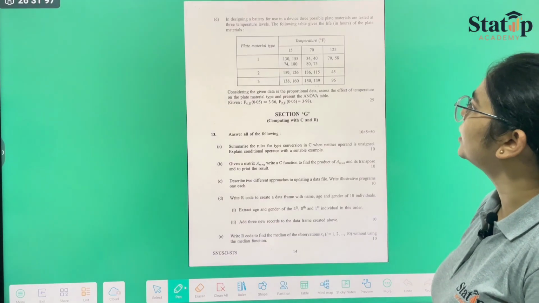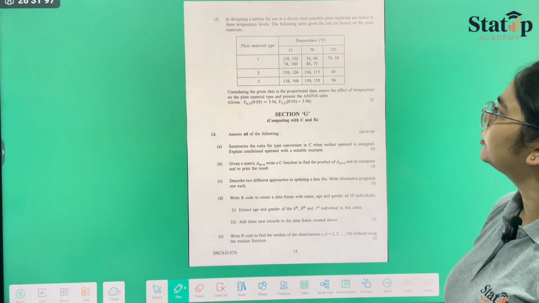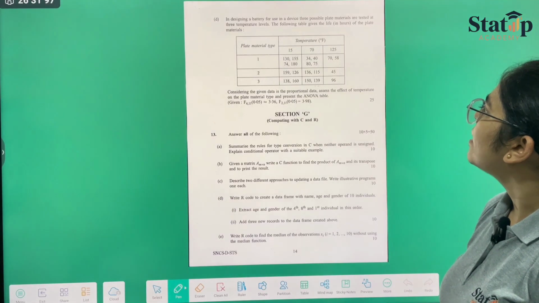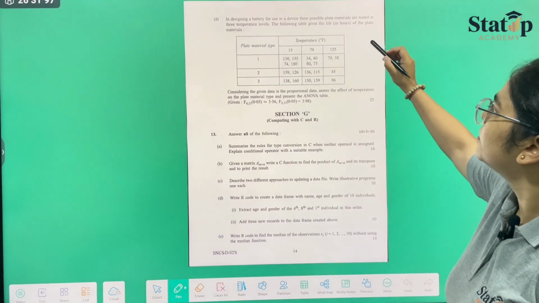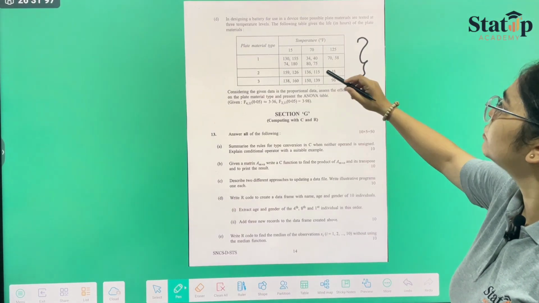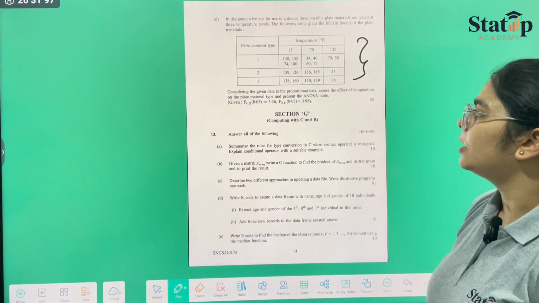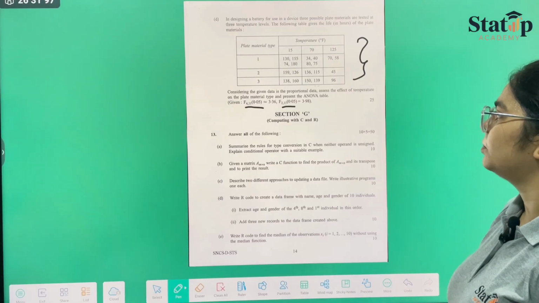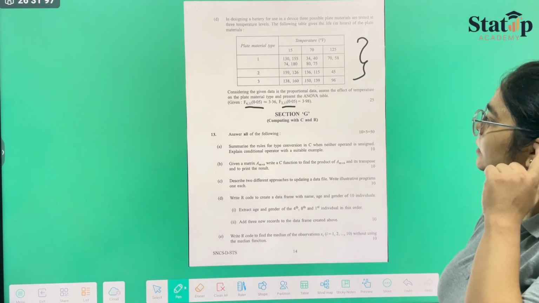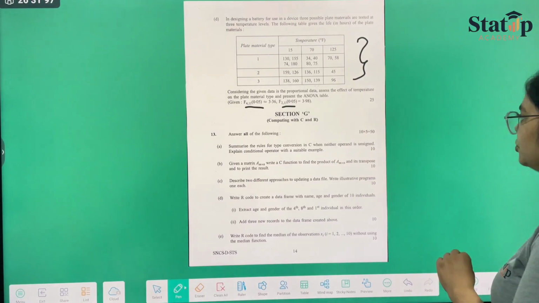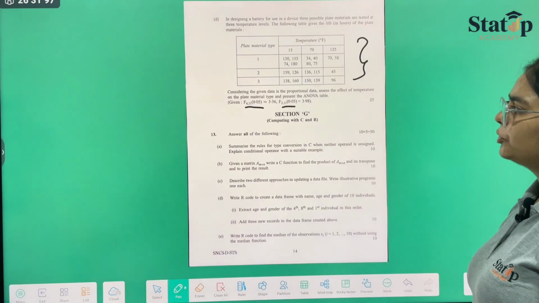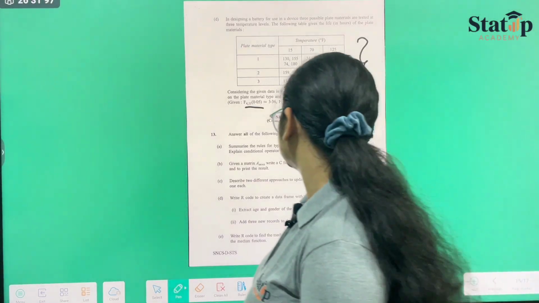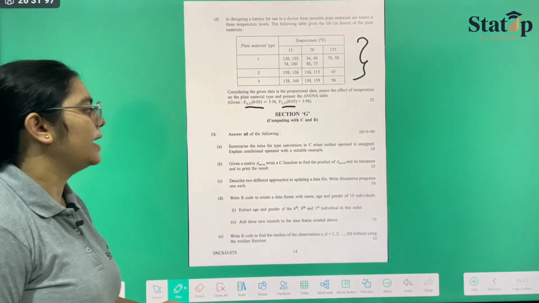D portion included again an ANOVA table and we had to find the effect of temperature on plate material type according to this present ANOVA table, and they have given us the F values from the table, so you don't have to see. The last section, which is section G, is computing with C and R. Mainly C and R asks us about the coding and everything.